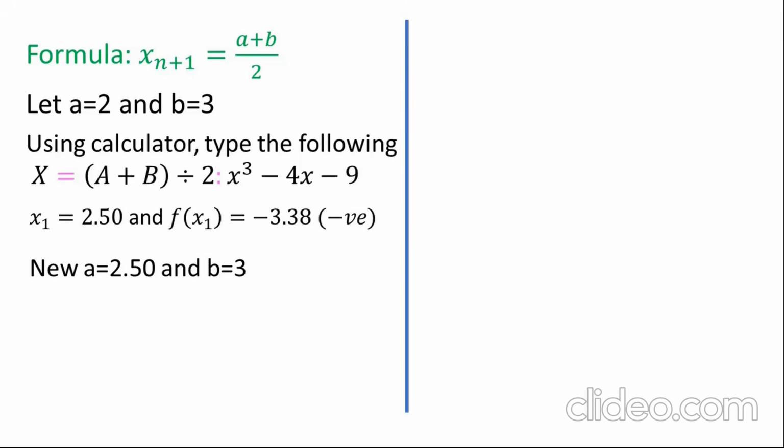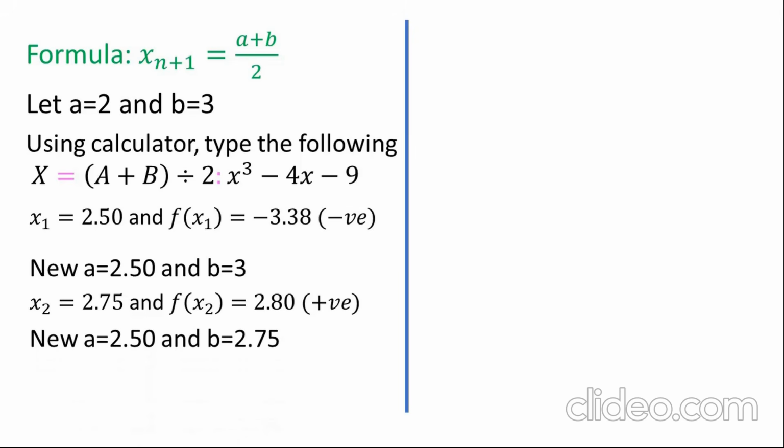Okay, so using this a and b value we will be getting x2 as 2.75 and immediately f of x2 is 2.80. This is a positive value. So now, the first iteration is negative and the second iteration is positive. Therefore our new a value will be 2.50. Replace 2.75 as 2.50 and b value as 2.75. Therefore our new x3 will be 2.63 and f of x3 will be minus 1.41.